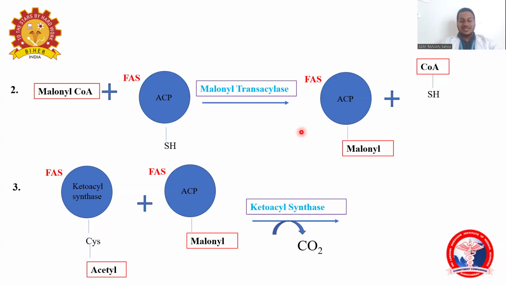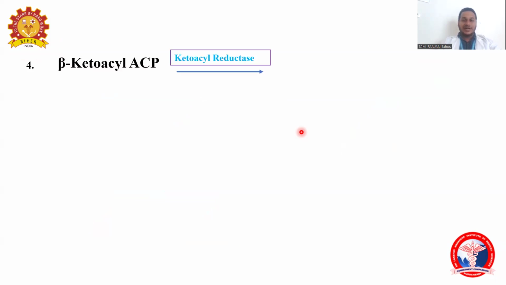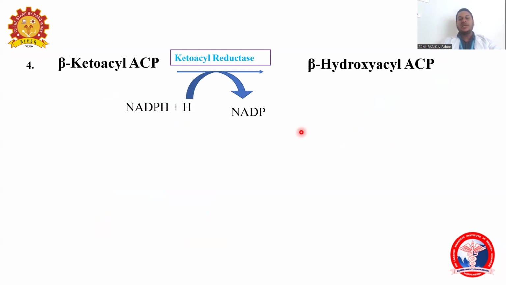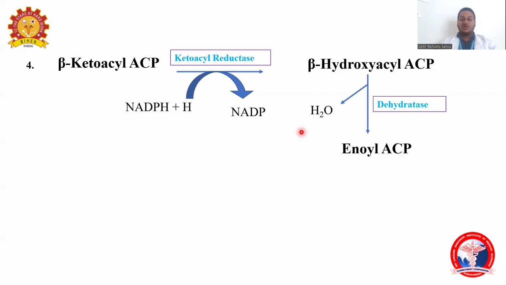With the help of ketoacyl synthase, we form beta ketoacyl ACP by releasing carbon dioxide. Fourth, beta ketoacyl ACP gets reduced with the help of ketoacyl reductase. Since it is a reductase, we have NADPH. NADPH is converted to NADP and it forms beta hydroxyacyl ACP. Beta hydroxyacyl ACP undergoes dehydration with the help of dehydratase, removing a water molecule, and we get enol ACP.